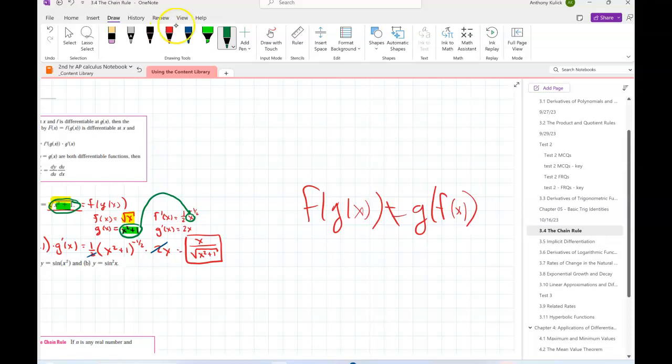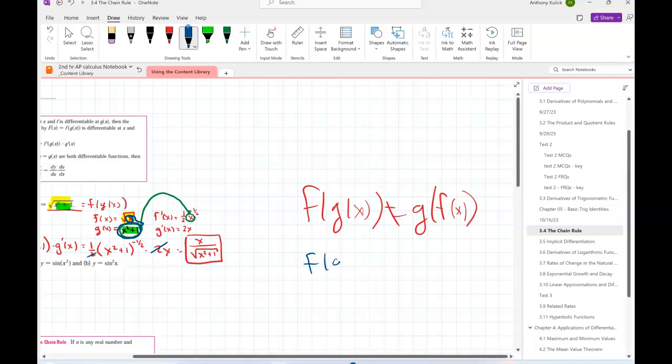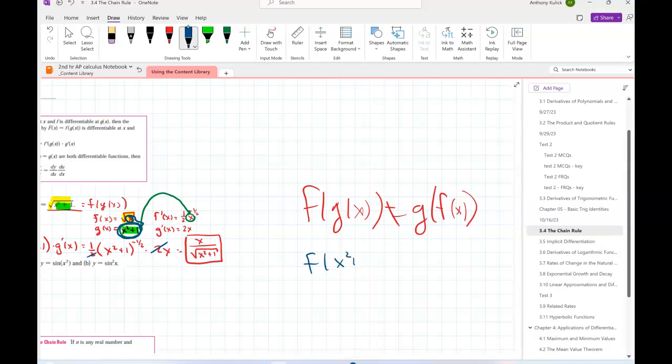Because if I do f of g of x, I'm taking my g and plugging it into the x in f of x, right? If I do f of x squared plus 1, I'm plugging x squared plus 1 into the x in square root of x, right? Just like when we did compositions in Algebra 2 and in pre-calc and algebra and trig. Does that feel a little better? Yes. Okay. Good.